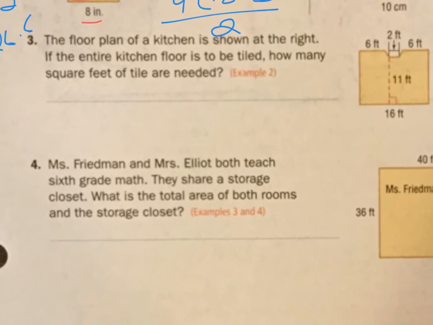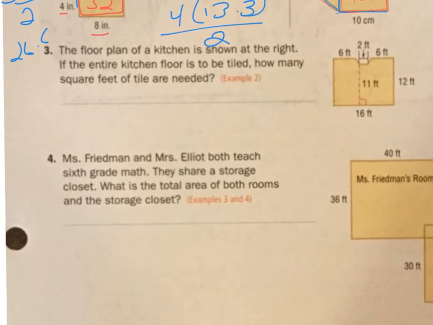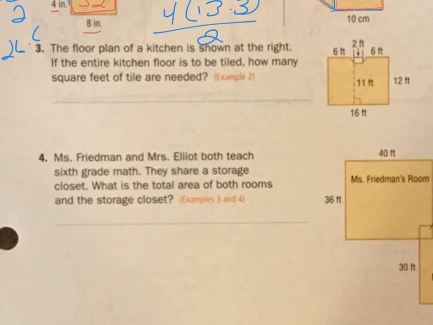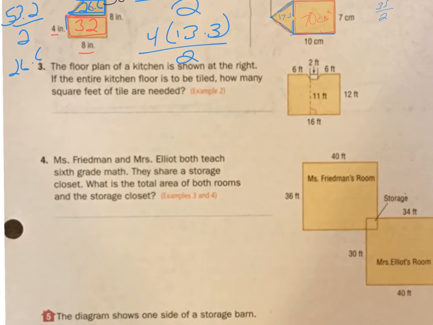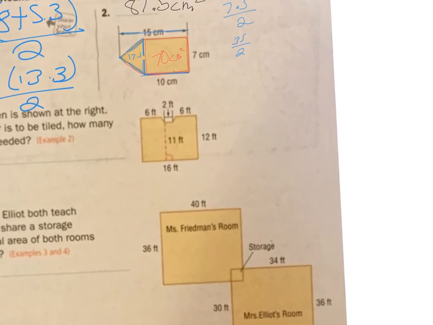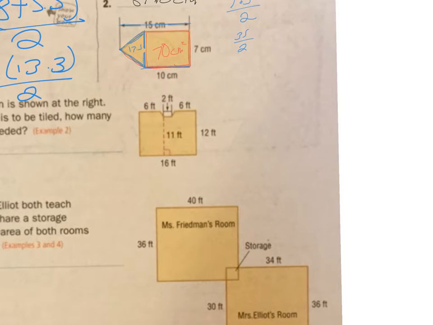Okay. Number 3. The floor plan of a kitchen is shown at the right. The entire kitchen floor is to be tiled. How many square feet are needed? Okay, so I need square feet of this figure right here.